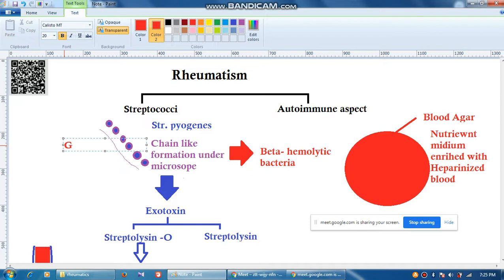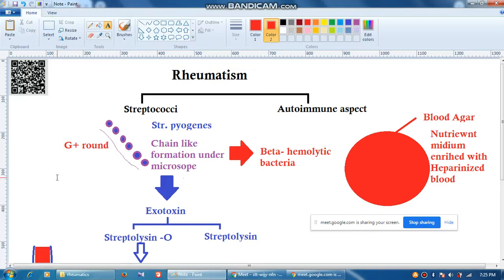What do you call this? Gram positive. Okay, gram positive. What do you call round shaped bacteria? Okay. Now they remain in chains, and therefore the name strepto. Strepto in Greek or Roman is known as garland or something, like what you put as a mala.